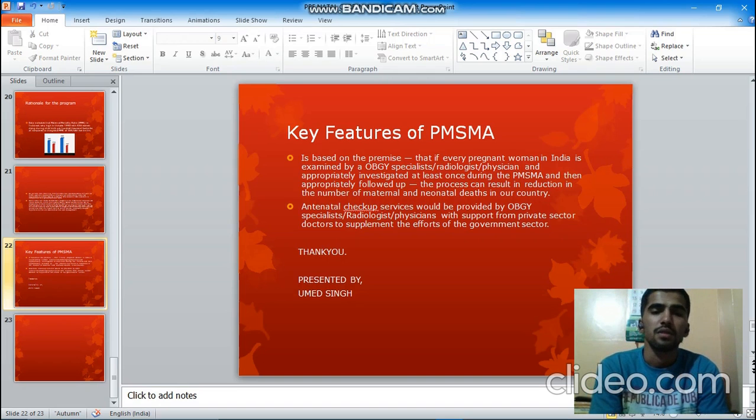So these are the schemes and policies which were launched by the Government of India under prenatal care. And yes, that's all about the presentation.